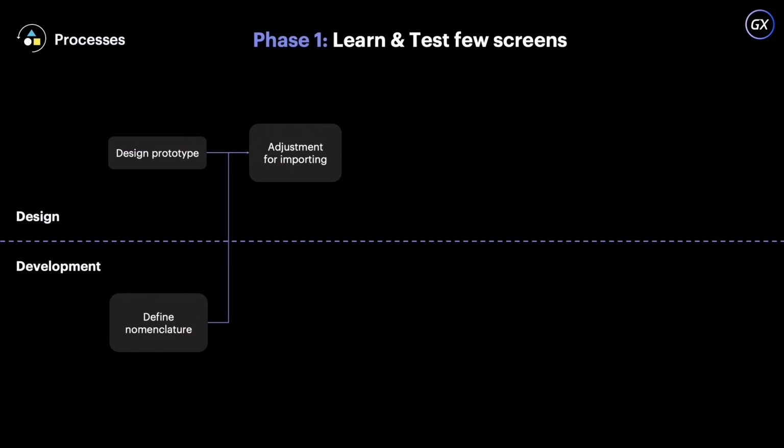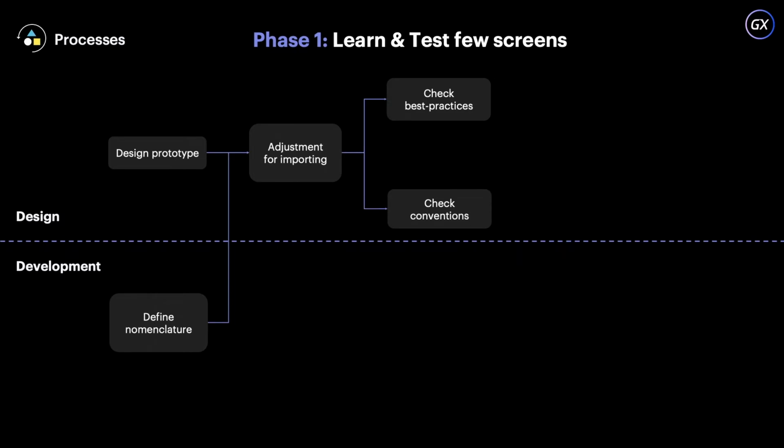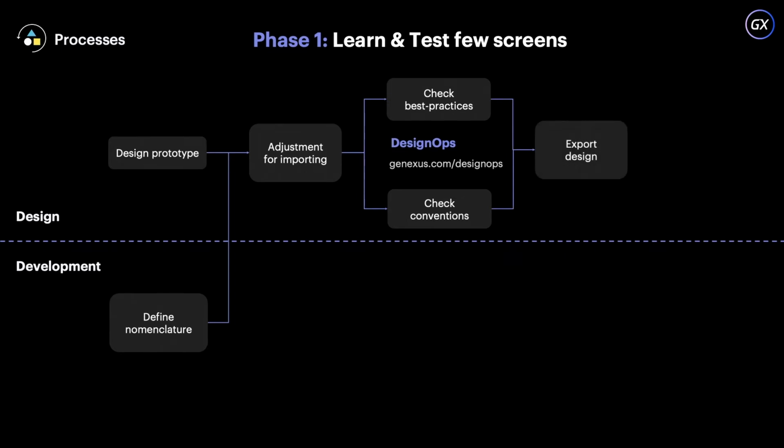Having that, we begin to adjust to import the panels that we defined as type panels. For that, we check a list of best practices that we have documented and check a list of conventions to define controls. For example, if we want to define a button, the convention is to name the layer as button or also the group as button. Both this final convention checklist and the best practices checklist can be found at genexus.com/DesignOps. Once we are satisfied with all the settings, we export using the Sketch plugin and send the file to the developer.